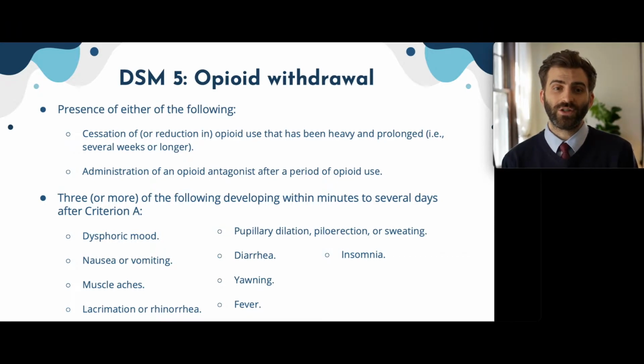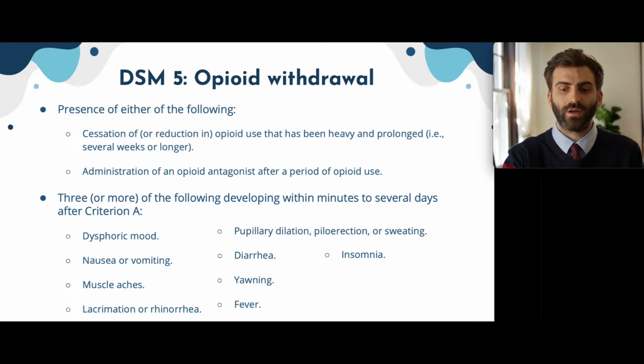Next is opioid withdrawal, and this is also relatively straightforward. It's the cessation of opioid use that has been heavy and long-term, followed by symptoms of withdrawal, things like dysphoric mood, nausea and vomiting, muscle aches, diarrhea, insomnia, and so on.